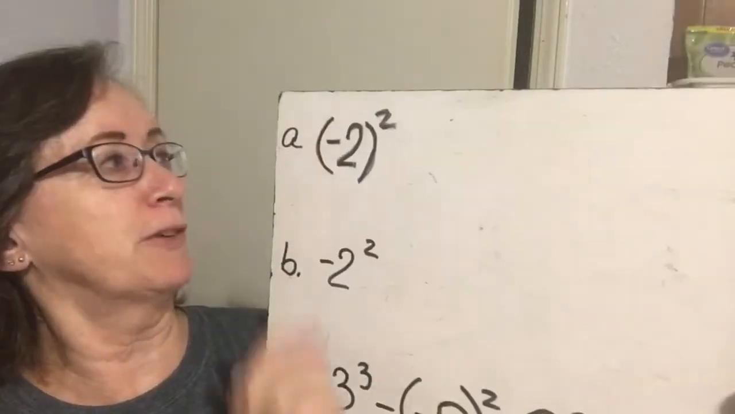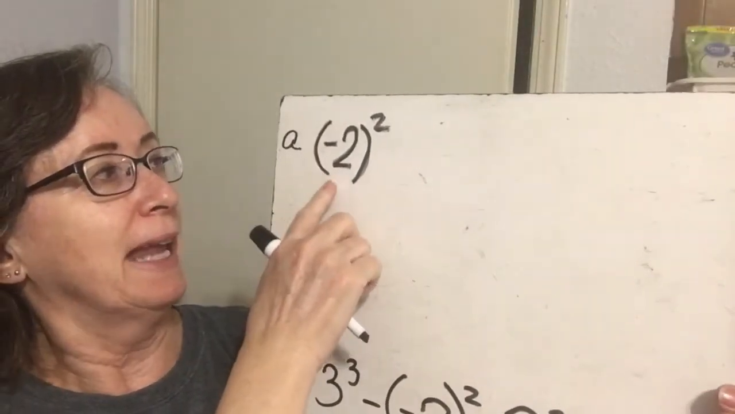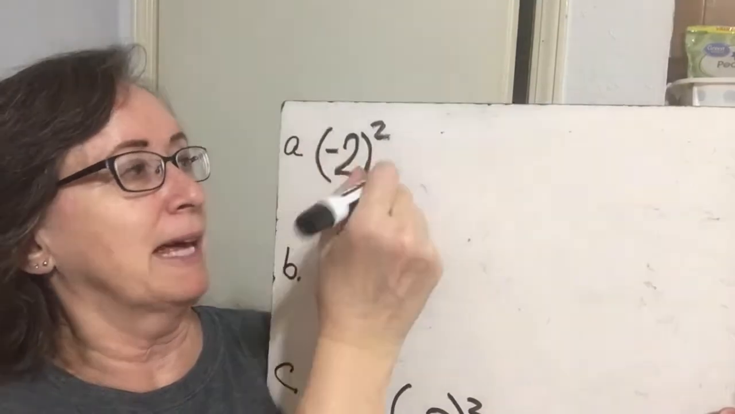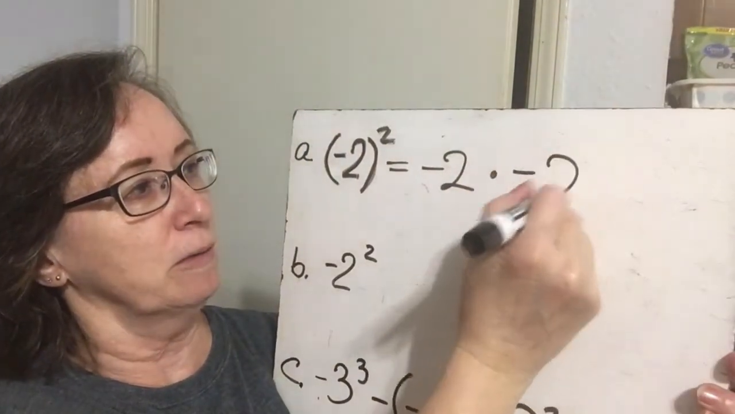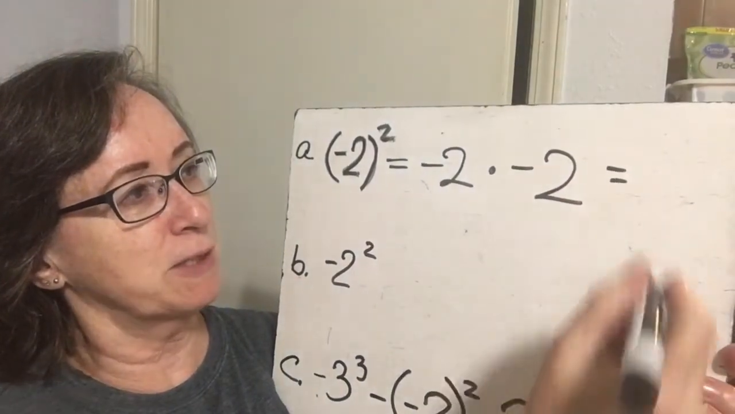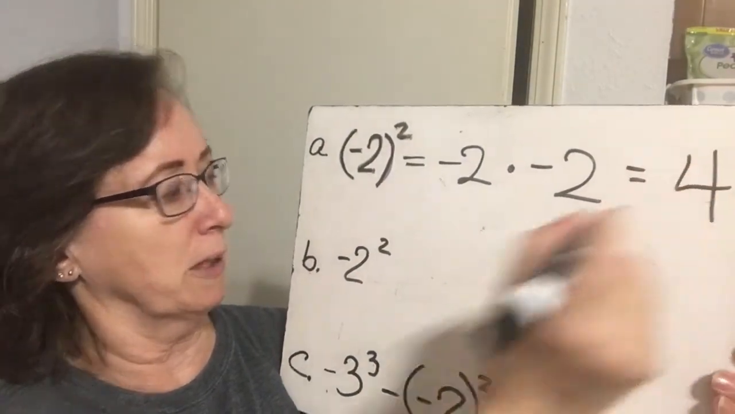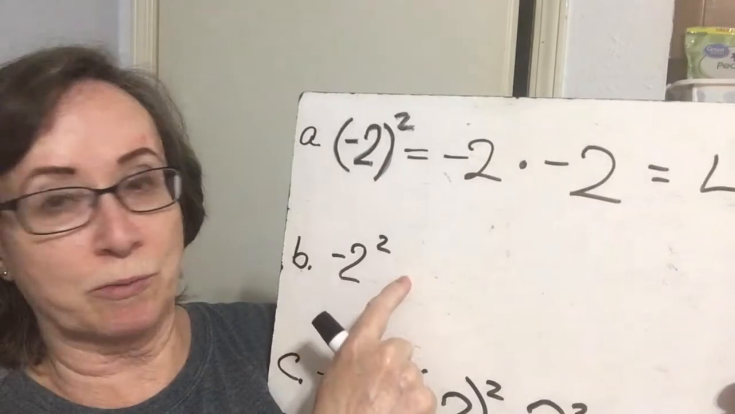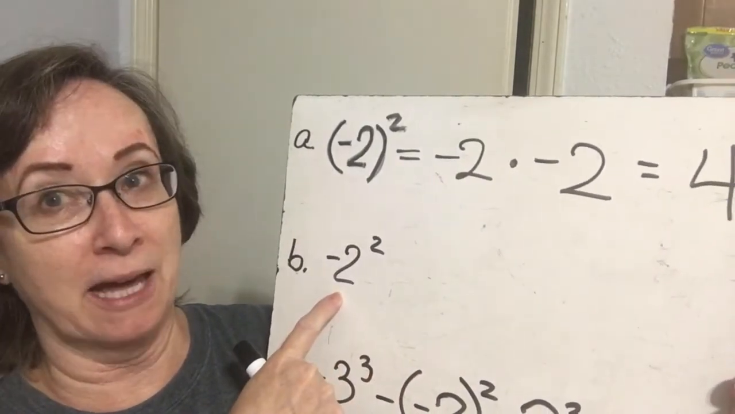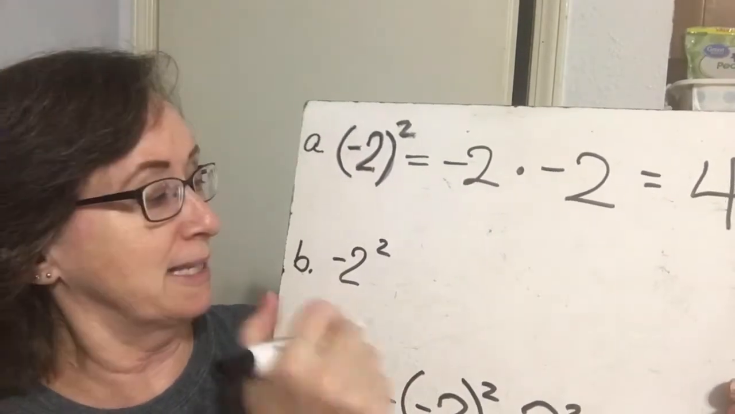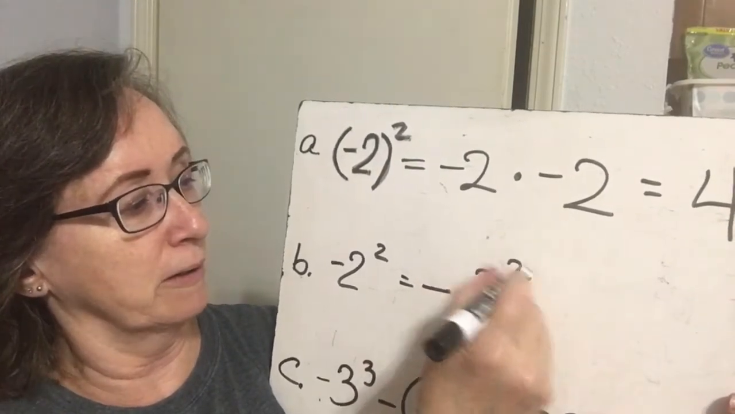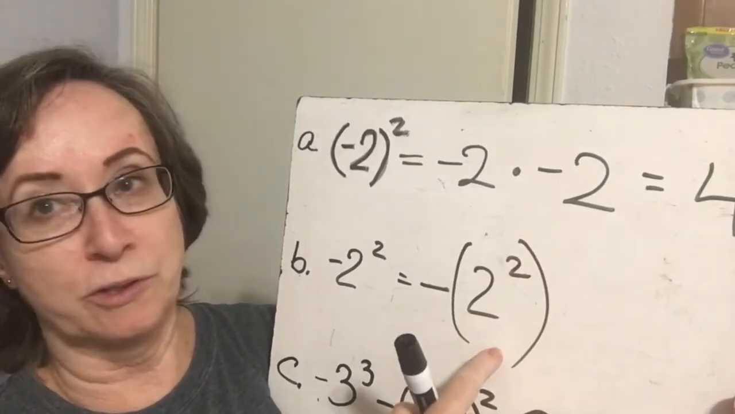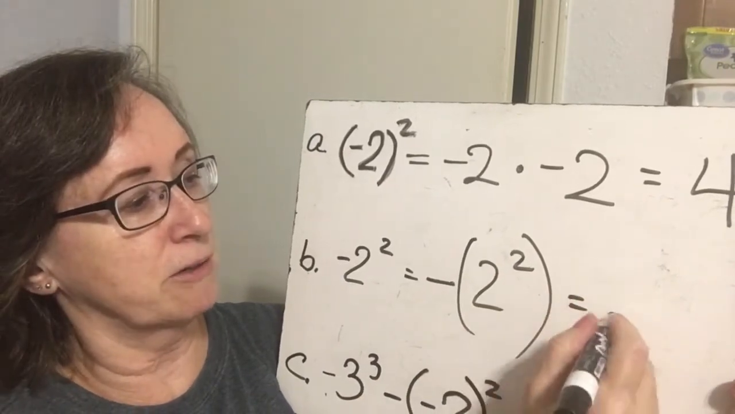Okay, so here's our first practice problem. Negative 2 squared. So that's equal to negative 2 times negative 2. Negative times negative is positive, so we get a 4. Negative 2 squared. Now notice the negative 2 is not in a parenthesis. So this is the opposite of 2 squared. So 2 squared is 4. So the answer is negative 4.